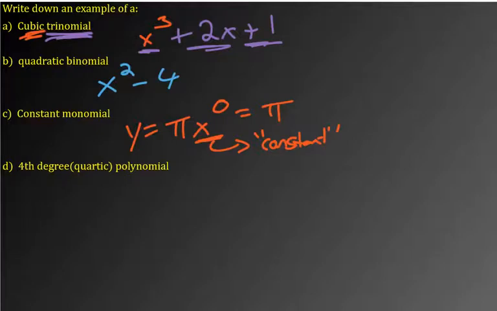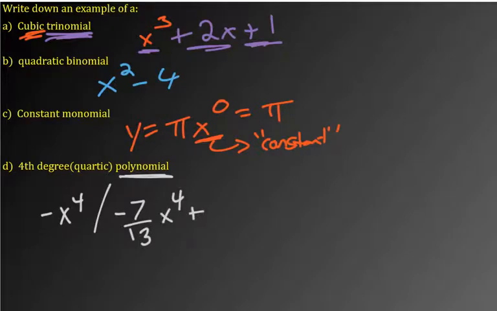And then we've got a 4th degree or quadratic polynomial. So polynomial just means really one or more terms. So it doesn't need to be a specific number here. It could be honestly 1, 2, or 3. And maybe let's just do one of each. You could have negative x to the 4th. That's a 4th degree polynomial. You could have negative 7/13ths x to the 4th plus pi raised to the 3/2 power.